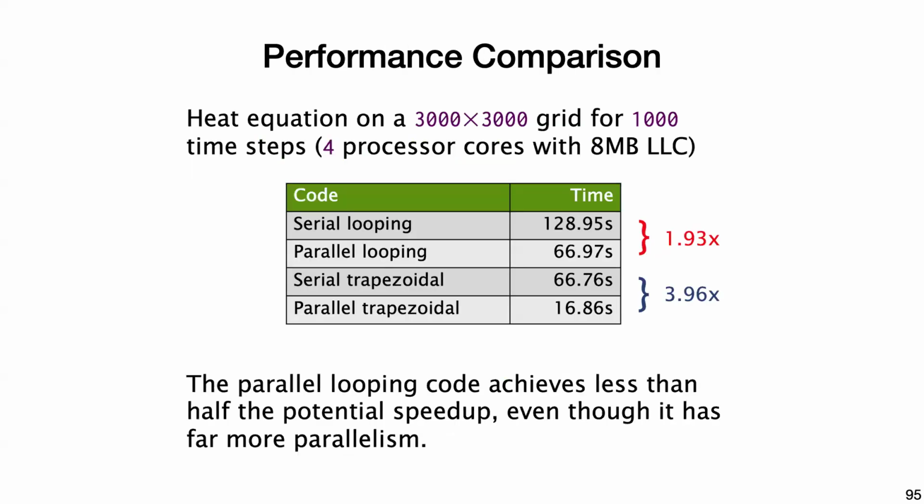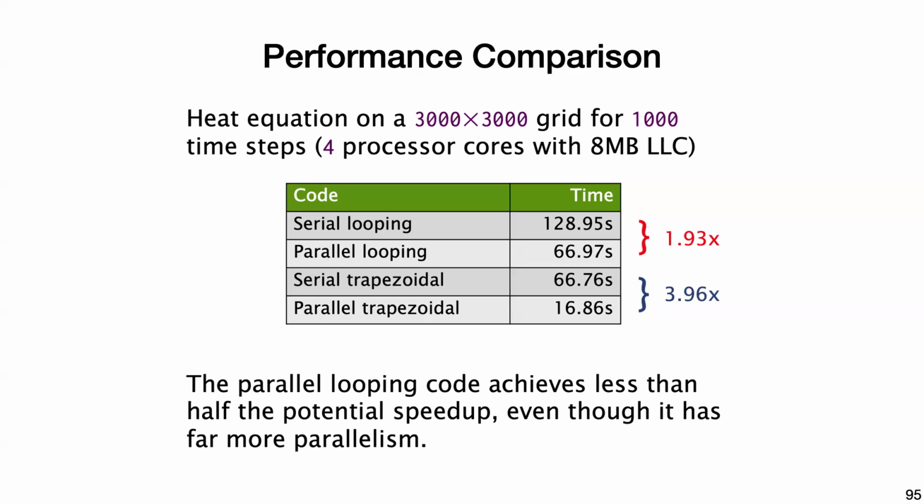This is an example of how the performance looks, running a grid of 3000 by 3000 for t equals 1000 on 4 processors. We have this looping code, serial and parallel. The looping code is easy to parallelize. The time steps cannot be parallelized, but the spatial steps can happen in any order. So that part is really easy: you just put a parallel for on the inner for. In this example, we see about 2x speedup, from about 130 seconds to about 67 seconds.